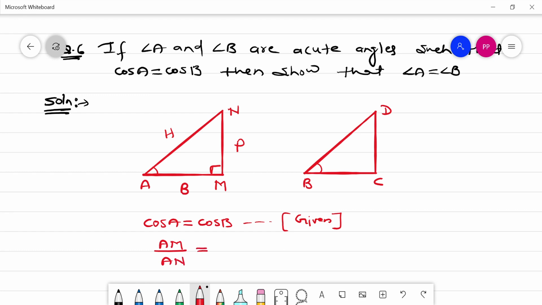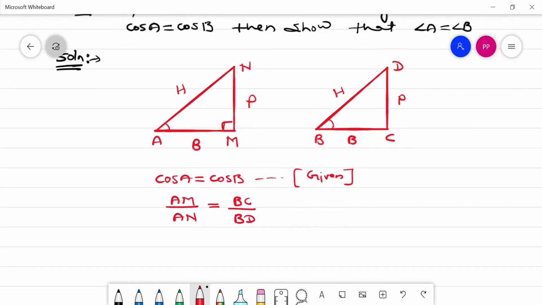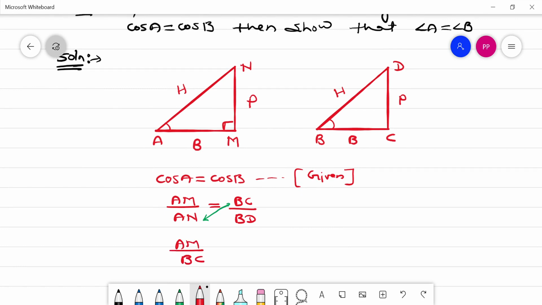Similarly, in second triangle cos B, so DC becomes perpendicular and BC becomes base, and this is hypotenuse. We know the basic formula of cosine is base upon hypotenuse. So this becomes BC upon BD. Now here we'll do cross multiplication. AN and BC will just interchange. So it becomes AM upon BC and AN goes there, so it becomes AN upon BD. So we did this purposely.